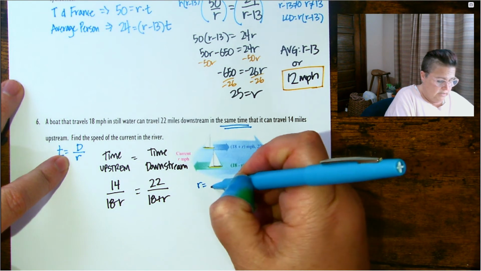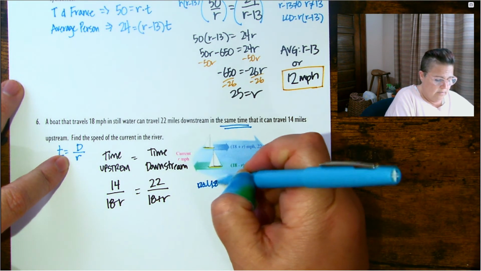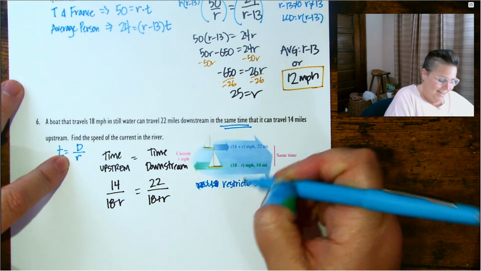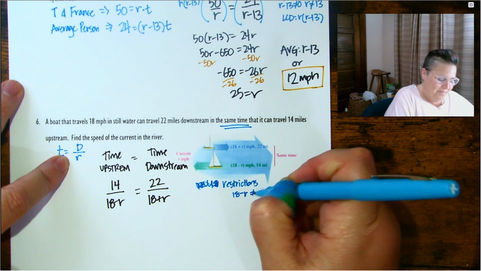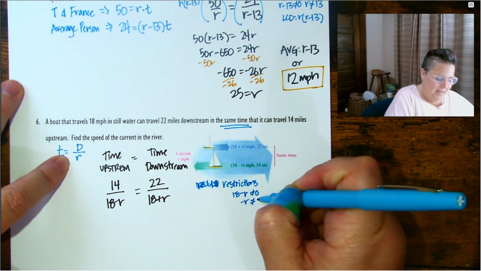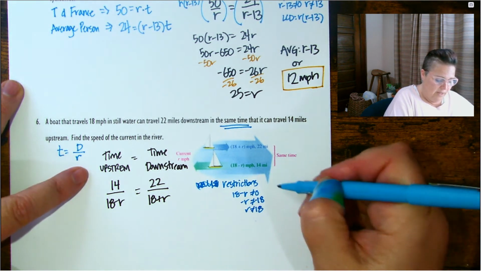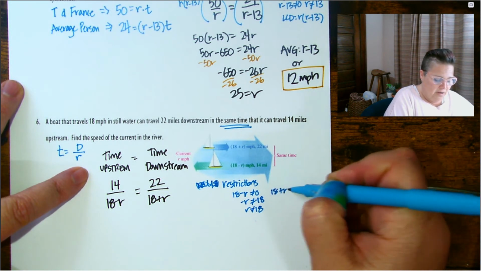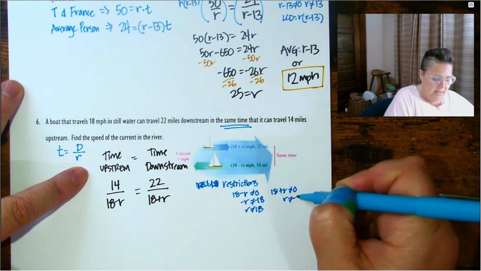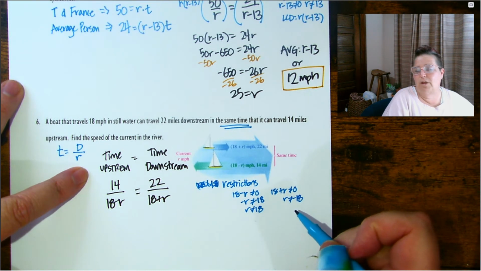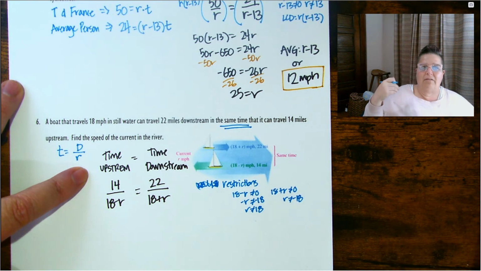Our restrictions: 18 minus R cannot be 0, so negative R cannot be negative 18, R cannot be 18. Okay, 18 will zero out. And 18 plus R cannot be 0, so R cannot be a negative 18. Well, that makes sense anyway, because the speed of the river can't be a negative current. You can't have the stream traveling in the opposite direction. It just doesn't work that way.